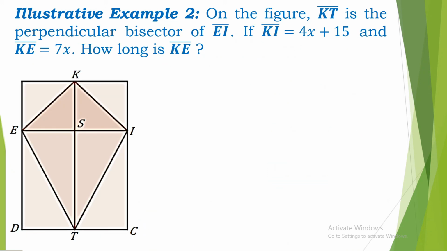On the figure, segment KT is the perpendicular bisector of segment EI. If segment KI is equal to 4x plus 15 and segment KE is equal to 7x, how long is segment KE? So first, using the given that segment KT is the perpendicular bisector of segment EI, let us identify the congruent segments. So from the definition of perpendicular bisector or a line bisector, name the two congruent segments.